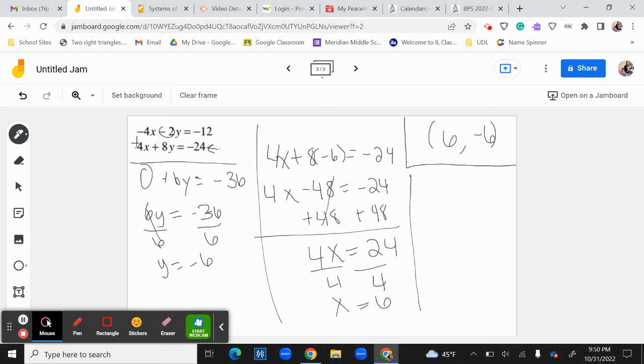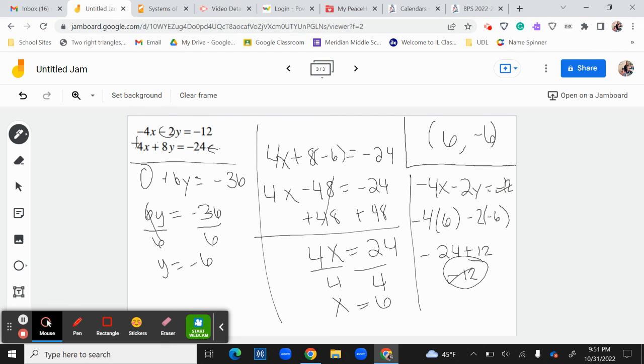To check your answer, you could take either one of the equations and plug in the values. So I take my first equation, which is negative 4x minus 2y equals negative 12. And I can plug in positive 6 for x: negative 4 times 6, minus 2 times negative 6. And if we simplify, this should give us negative 12. So we're left with negative 24. Negative 2 times negative 6 is a positive 12. Negative 24 plus 12 gives us negative 12.